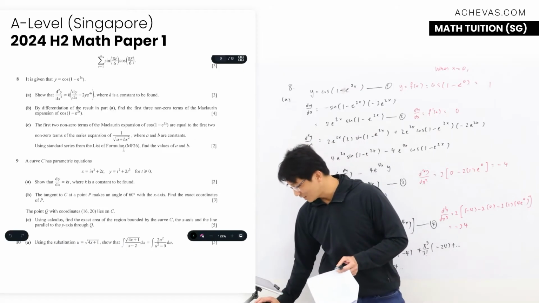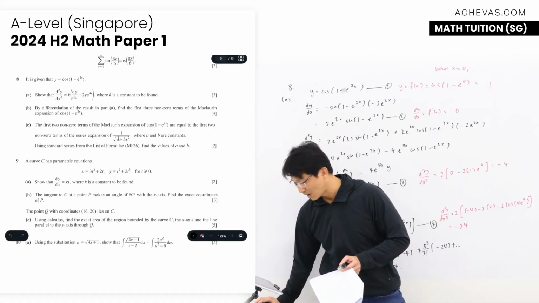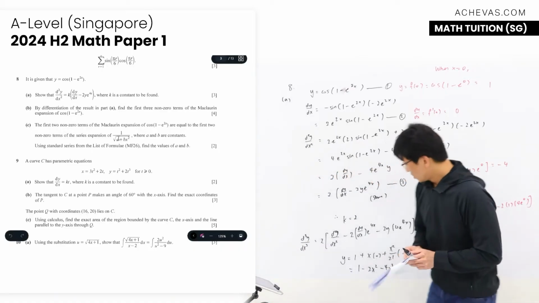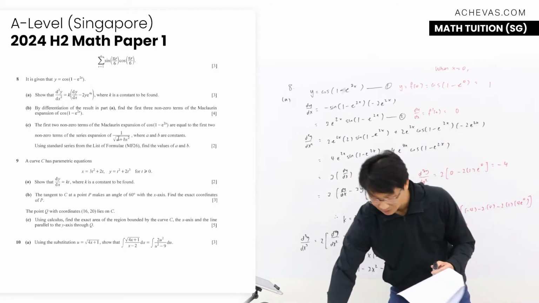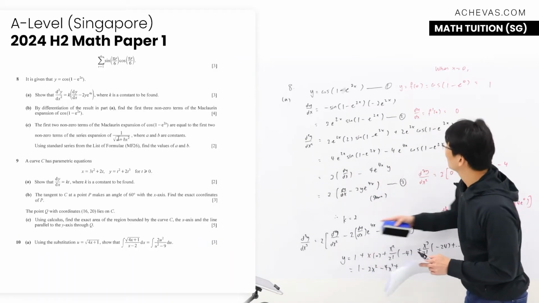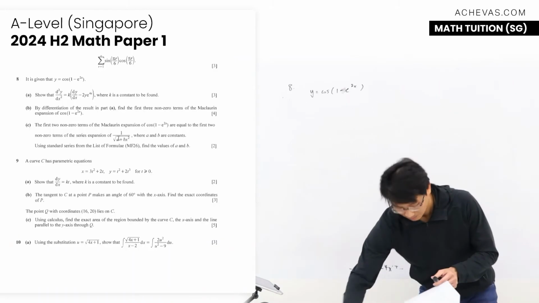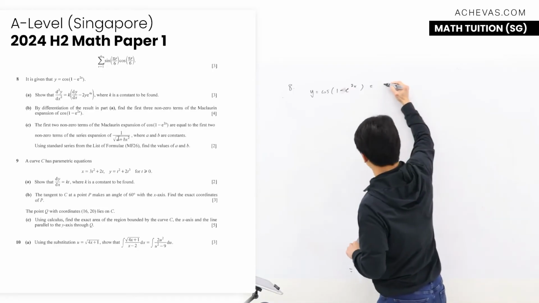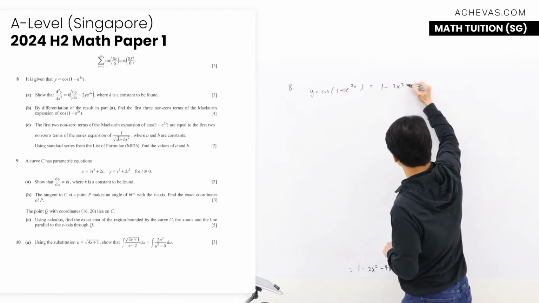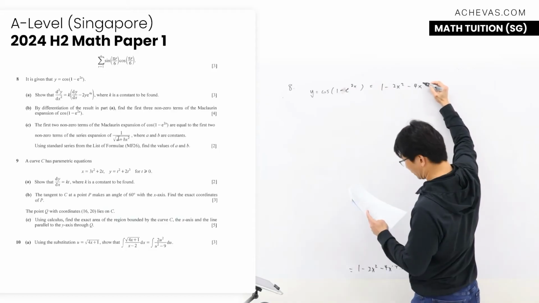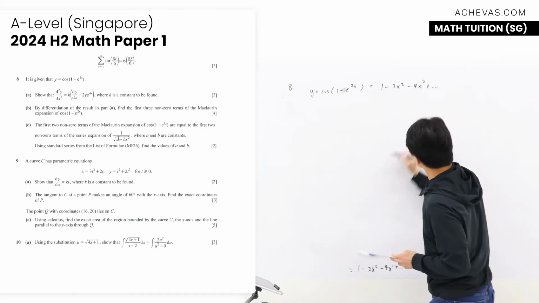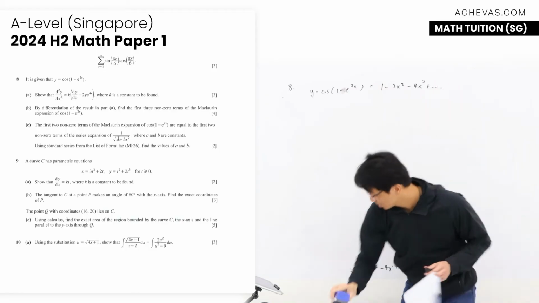And for this expansion, I'm going to make use of my binomial expansion first. Maybe I can just erase this. I will rewrite this equation again. For this one I will get 1 minus 2x squared minus 4x cubed plus dot dot dot.